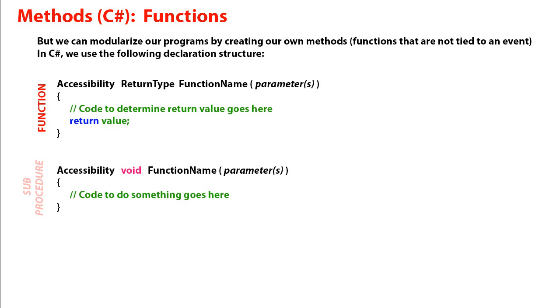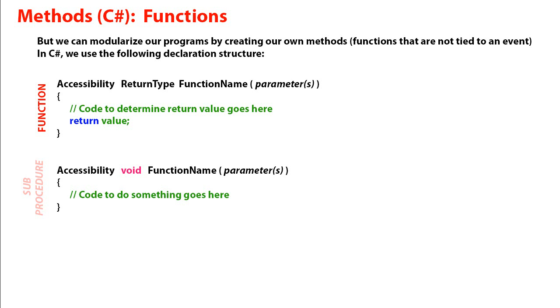Then there's a return type. So functions return some type of data. It could be a string, could be Boolean, could be a float. In the case of a subprocedure or a voided function, that return type is void. And that's what all of our event procedures were. They were type void. They didn't return anything.